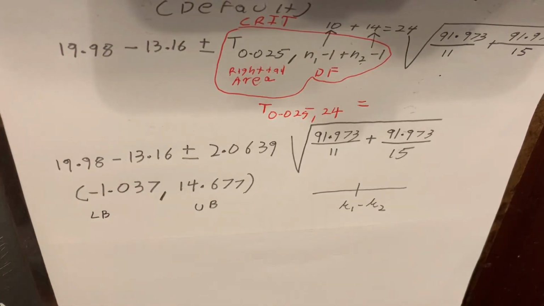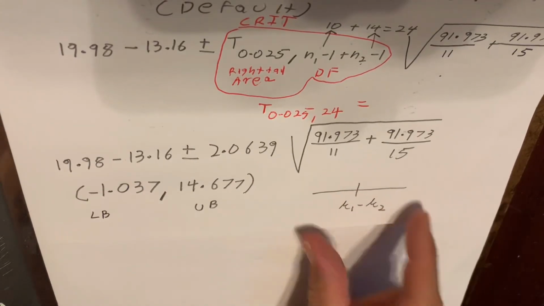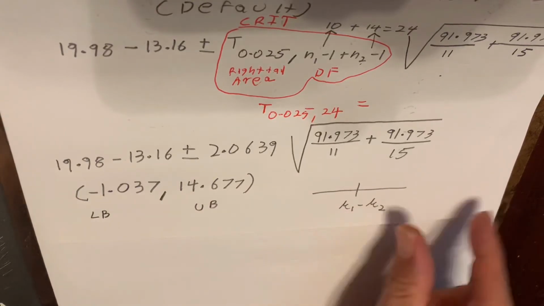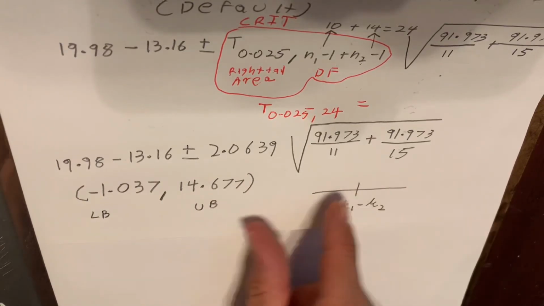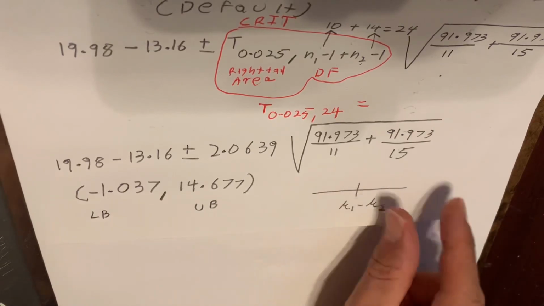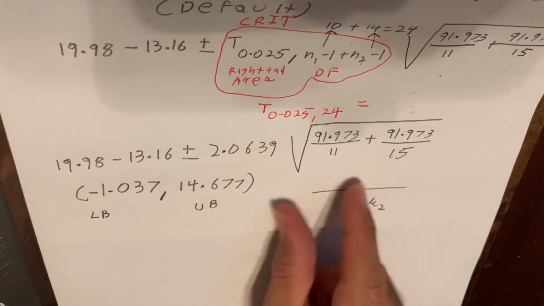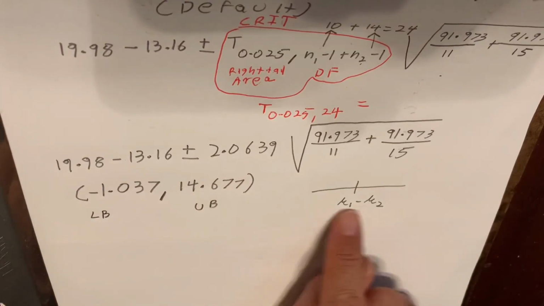And if we were going to replicate this experiment over and over again, each time we'd get a different confidence interval. Some would be narrow, some would be wide, they'd be moving around. But approximately 95% of the time, this confidence interval would cover or capture this true mean difference.